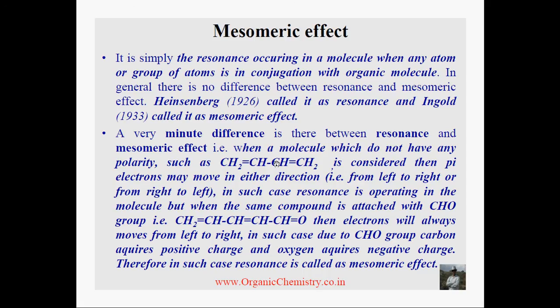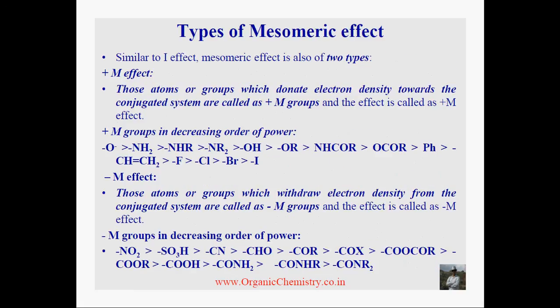That is, when a molecule which does not have any polarity, such as 1,3-butadiene, is considered, then pi electrons may move in either direction, from left to right or right to left. In such a case, resonance is operating in this molecule. But when the same molecule is attached with a CHO group, that is CH2=CH-CH=CH-CHO, the electron will always move from left to right. In such a case, due to the CHO group, carbon acquires positive charge and oxygen acquires negative charge. Therefore, in such a case, the same resonance is called the mesomeric effect.